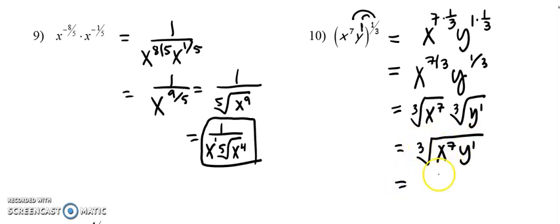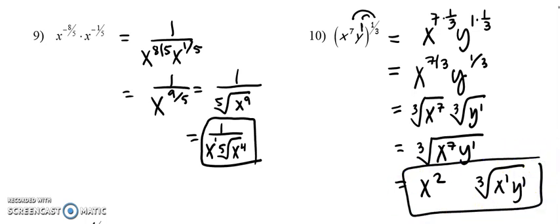3 goes into 7 twice with 1 left over. And here 3 doesn't even go into 1. So it stays inside. So that is your final answer.